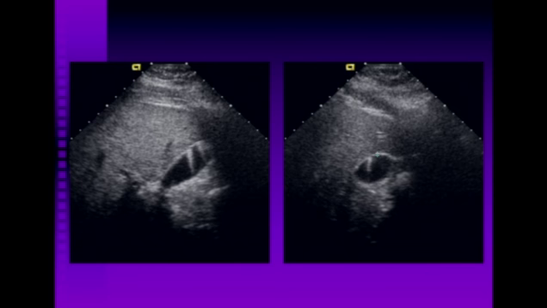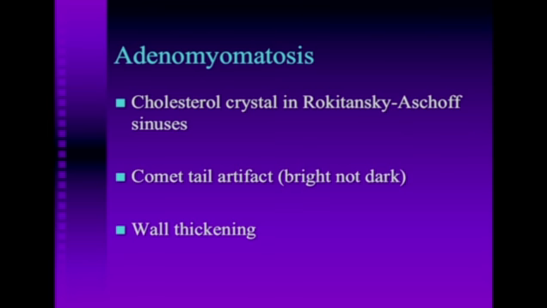Another benign abnormality which we love to show residents because it's fairly classic is this appearance of a comet tail or ring down artifact, where echogenic reflectors from the anterior wall are misregistered into the gallbladder lumen, as you see with this circle. And this is classic for adenomyomatosis.